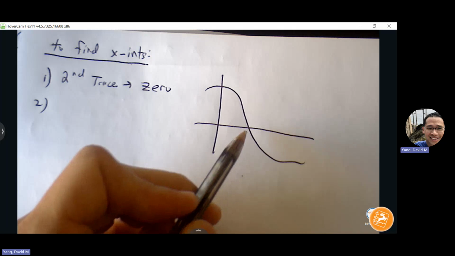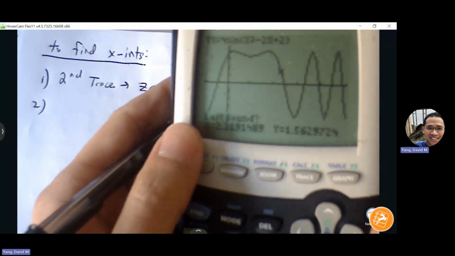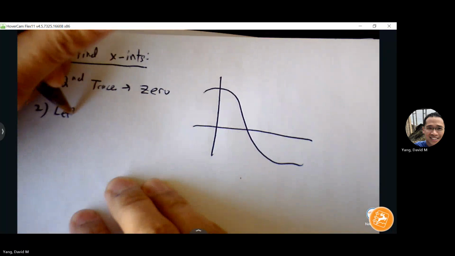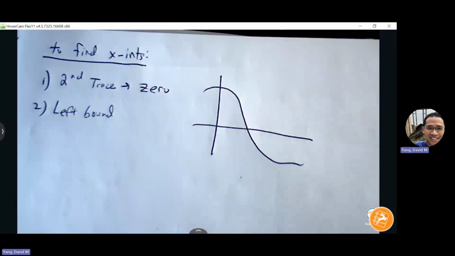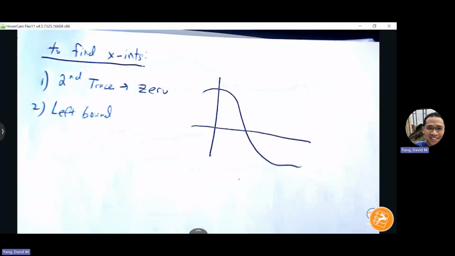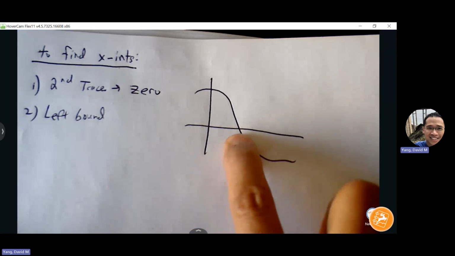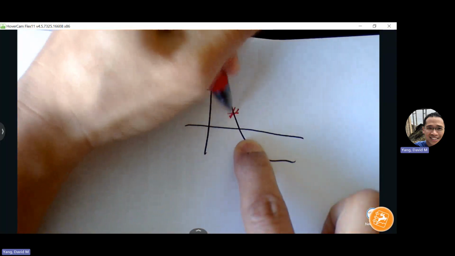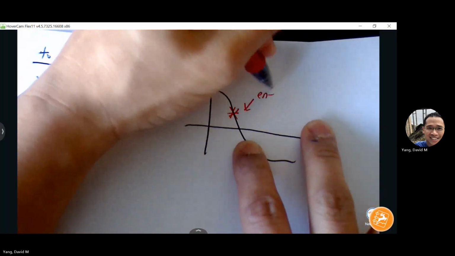You're not going to do the guessing. Make the calculator do the guessing for you. It has questions for you. First it's going to ask for the left bound. When it says left bound, you scroll to a point to the left of your target point. It doesn't matter where, as long as it's relatively close. Then once you get to that point, you hit enter.